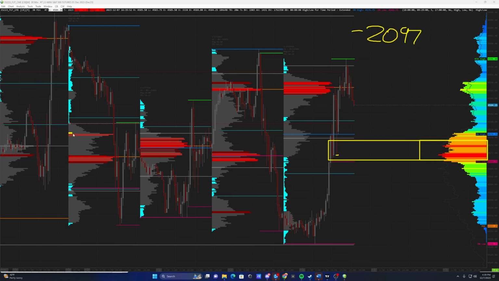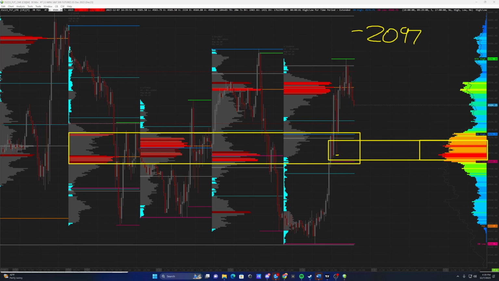If I go back here and I highlight these 3 days, 1, 2, 3 points of control within these 3 days, the largest volume on these 3 days is in this area, and this is exactly where the market pulls back to, right into this area, gets exhaustive, holds, and drives to the upside.